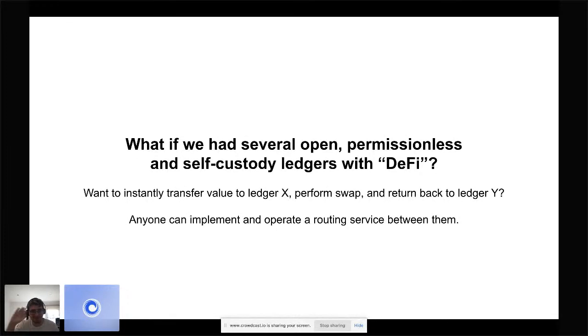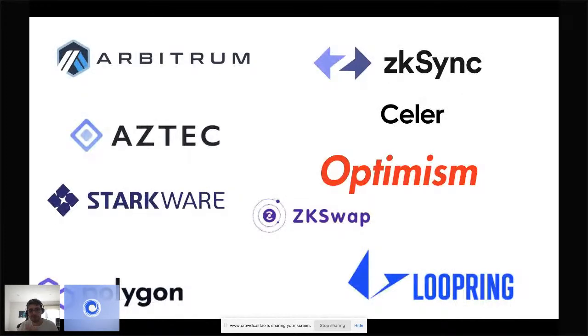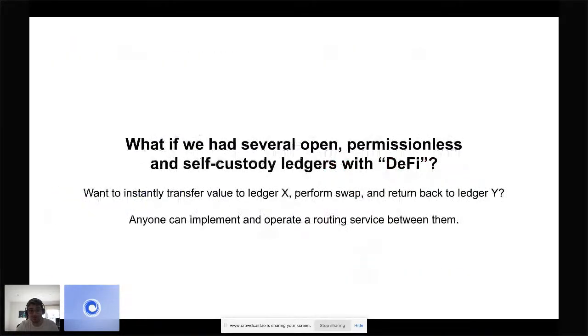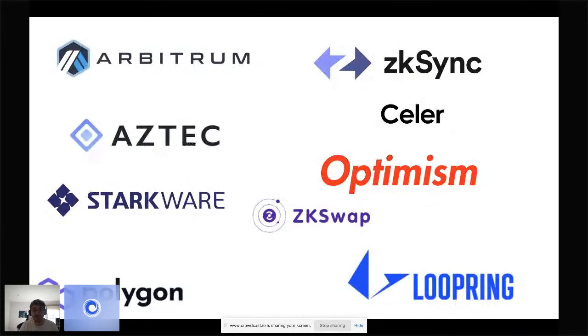I don't know if that sounds a bit blue sky or crazy, but we are now getting these really awesome permissionless self-custody ledgers. We have Arbitrum, Aztec, Starkware, ZK Sync, Optimism, Polygon, ZK Swap, Loopring. These ledgers are evolving now that prioritize self-custody of funds and allow people to deploy and run smart contracts on them.